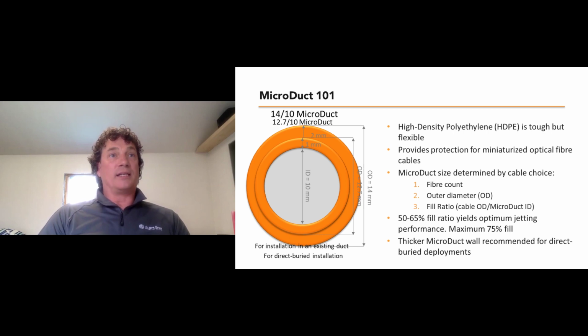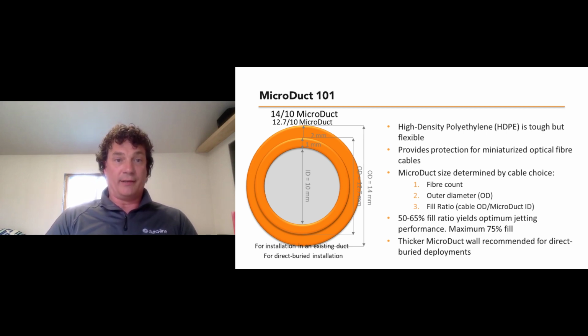There we go. It's lightweight, it's robust, and this material provides the protection for the fiber cables. MicroDuct comes in a various amount of sizes, and we talk about the size of MicroDuct by the outside diameter and the inside diameter. So the one you see in front of you now is what we call 12-7-10, and that's 12.7 millimeters on the outside and 10 millimeters on the inside.